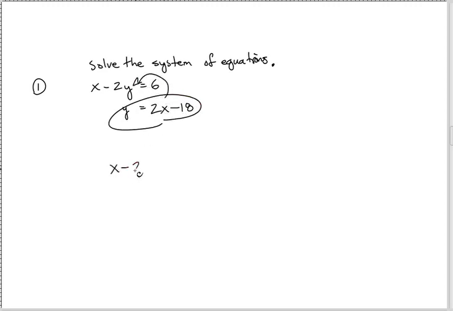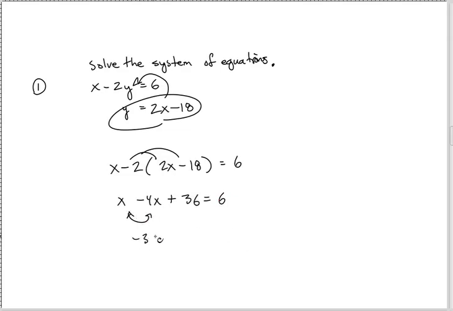So x minus 2 times, not just y now, it's going to be 2x minus 18, and then equals 6. Distribute your negative 2. That negative comes right along with it, so you get a negative 4x. Two negatives make a positive right here, 36. I think it's 36. I'm just going to verify. Always good to verify, even if you think you know it. Got 6. So combine like terms, and these make a negative 3x.